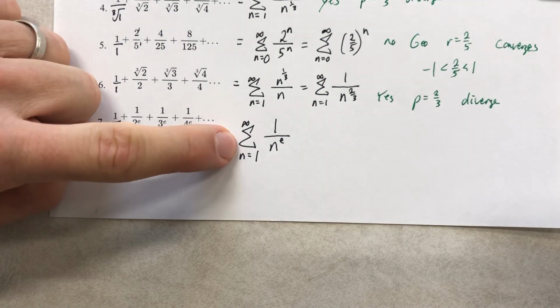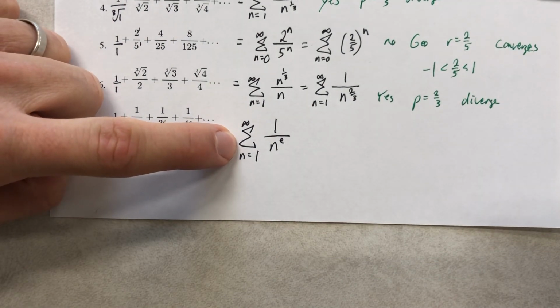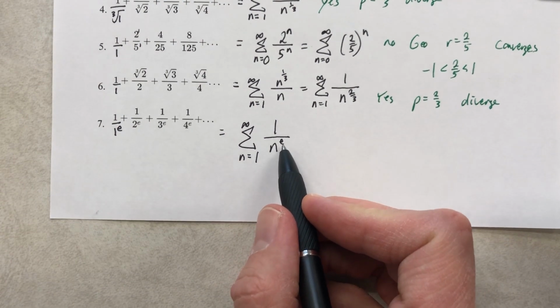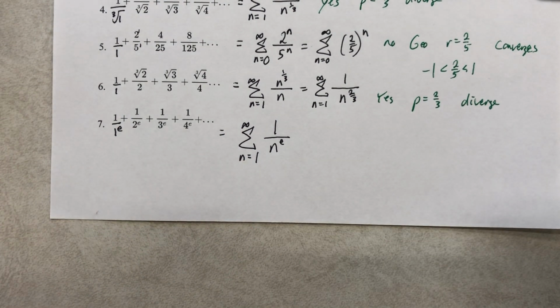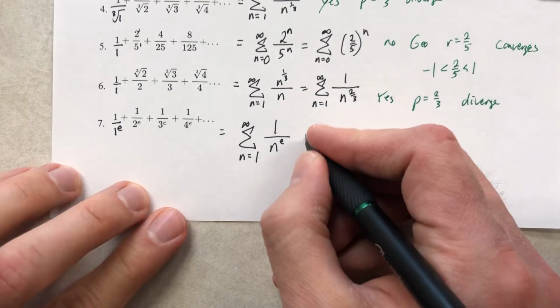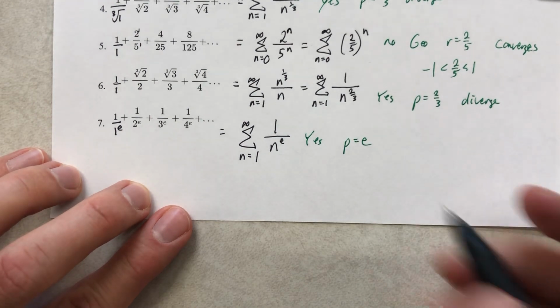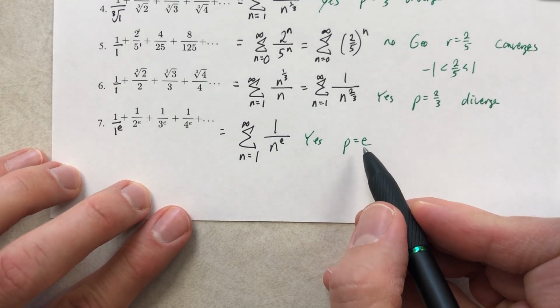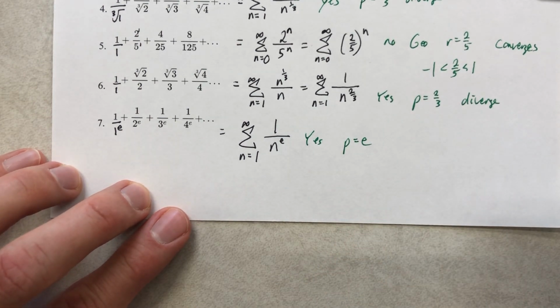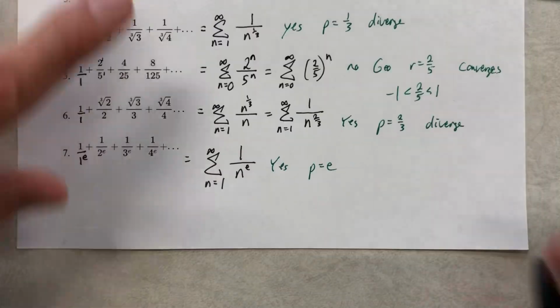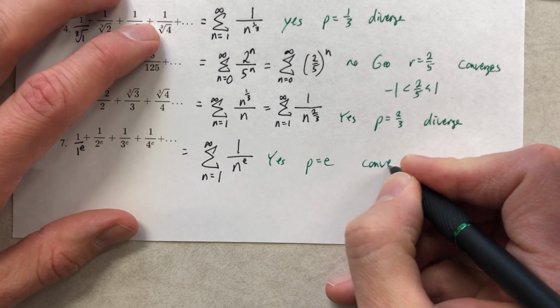Is this a p-series? Yes. What you're counting by is the denominator, and you're raising it to a number. e is a number, you know that, you're in calculus. So yes, this is a p-series, and p equals e. So because my power is e, which is 2.7 and some decimals, that is greater than 1, the series is going to converge. So it converges.